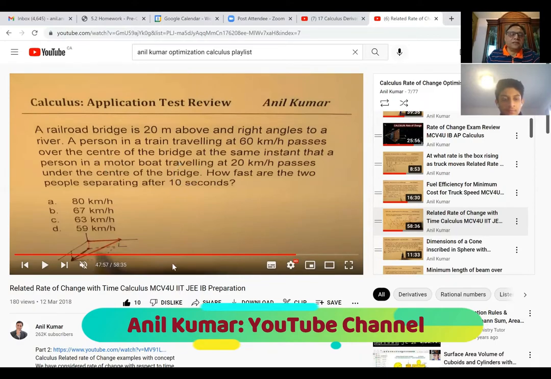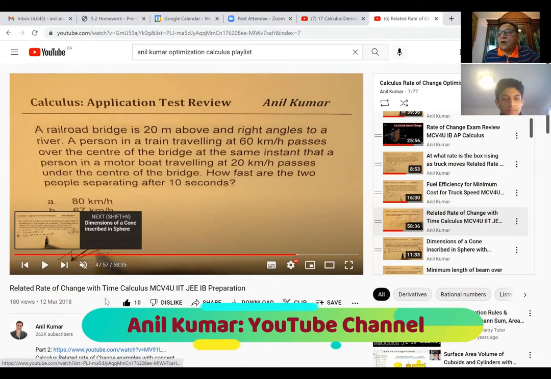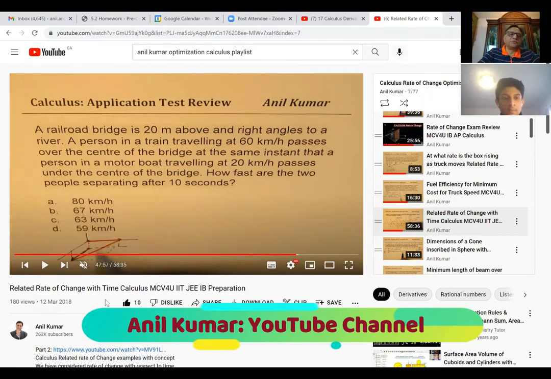And there are questions like this. Another interesting question, which is a 3D example of rate of change. Can you please read this question? Yes, sir. A railroad bridge is 20 meters above and right angles to a river. A person in a train traveling at 60 kilometers per hour passes over the center of the bridge at the same instant that a person in a motorboat traveling at 20 kilometers per hour passes under the center of the bridge. How fast are the two people separating after 10 seconds?